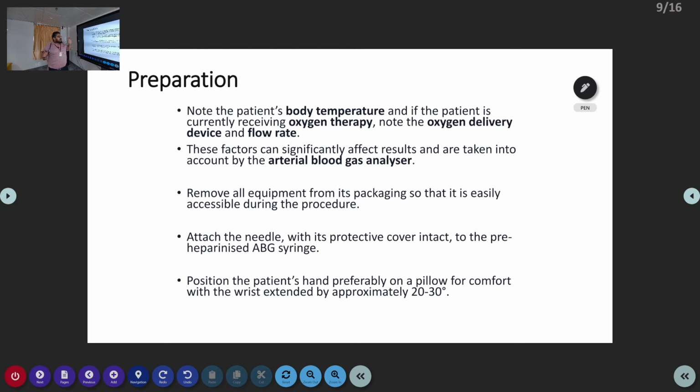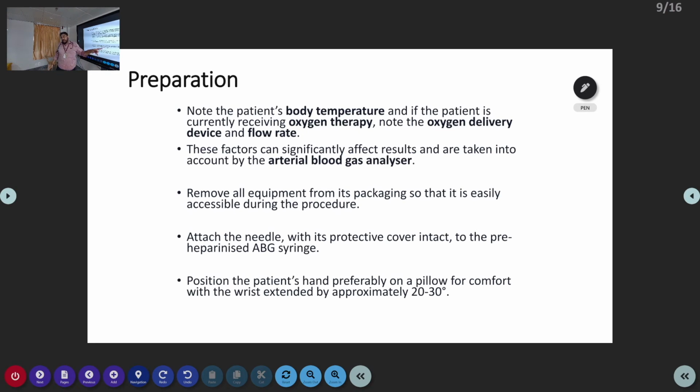The next thing, remove all the equipment from its package so that it is easily accessible throughout the procedure. Attach the needle, with its protective cover intact, to the pre-heparinized ABG syringe. Make sure that you flush out whatever heparin is there in that pre-heparinized syringe. There should not be a single drop of heparin. Even if it is a pre-heparinized syringe, there will be a little amount of heparin. You need to flush it out.